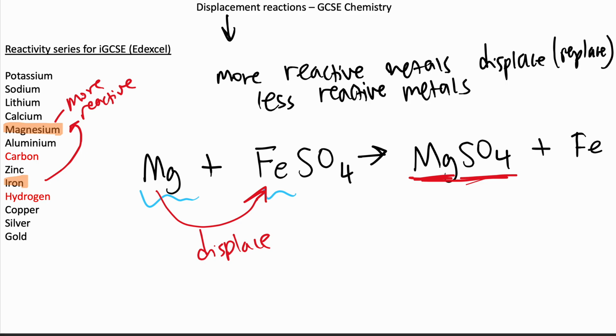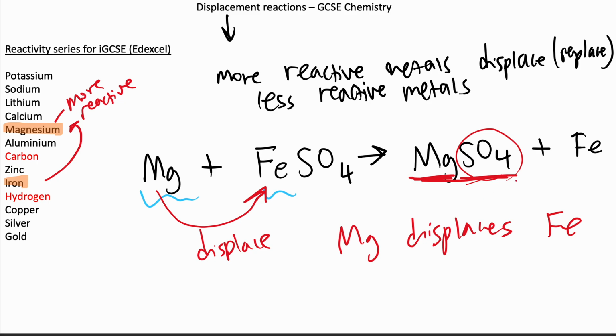Pretty easy to understand. So the magnesium displaces the Fe. It basically just steals the SO4 from the Fe. That's basically all you have to know. For a displacement reaction, just know that more reactive metals displace the less reactive ones. Let's take a look at one more example.